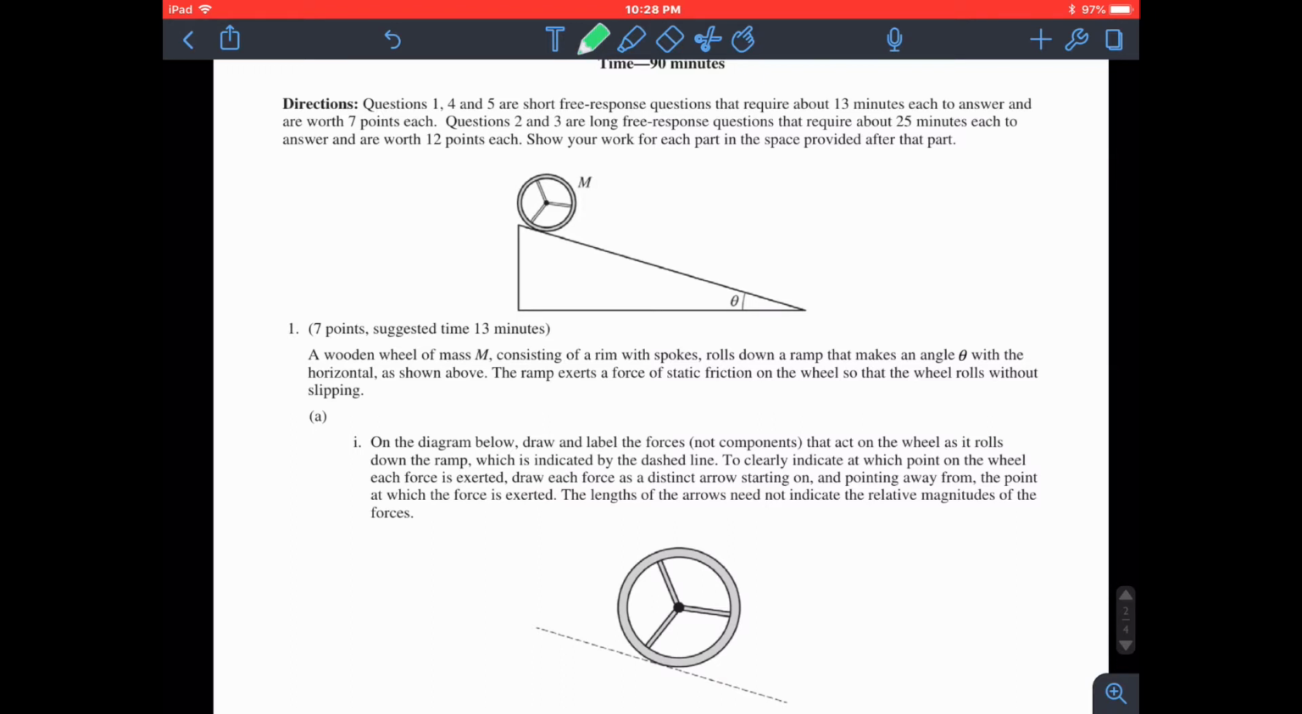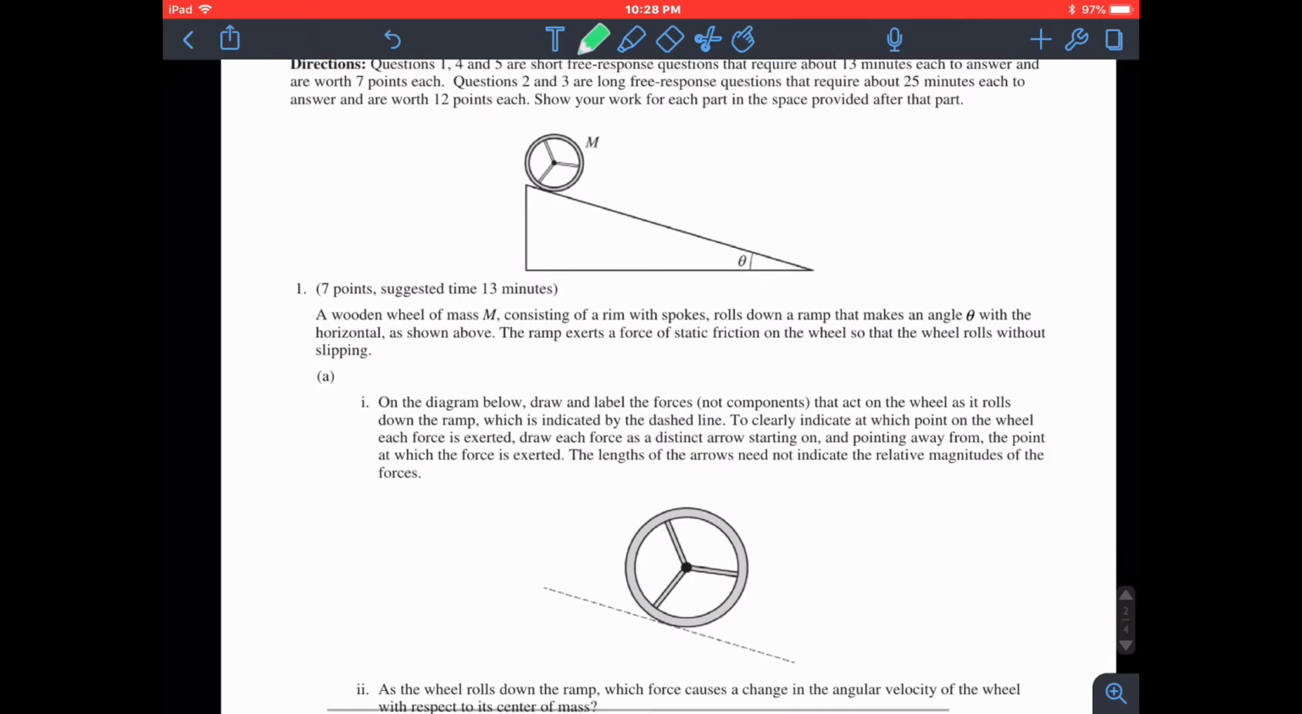So the first thing I'm going to do is definitely go ahead and read that first paragraph up here. It says, a wooden wheel of mass m consisting of a rim with spokes rolls down a ramp that makes an angle theta with the horizontal as shown above. The ramp exerts a force of static friction on the wheel so that the wheel rolls without slipping. Some of this information might seem kind of obvious, but if we hadn't read it, then we may have assumed that the surface was frictionless.